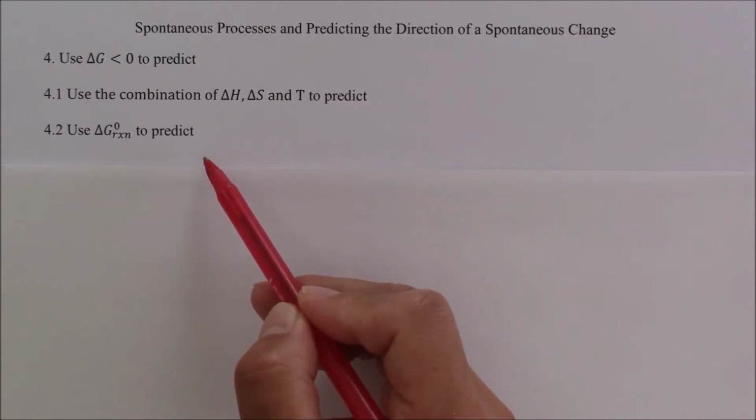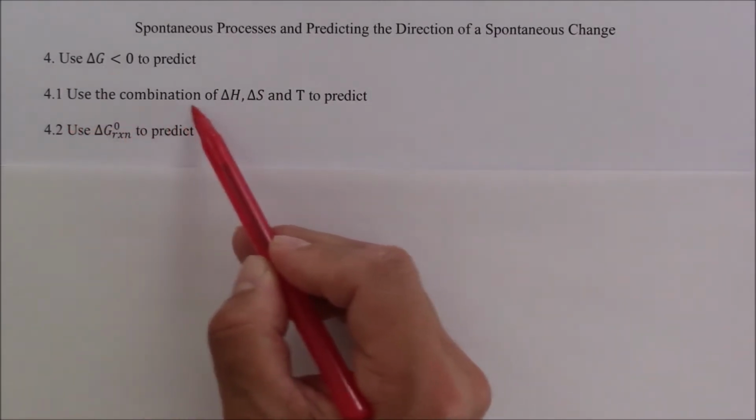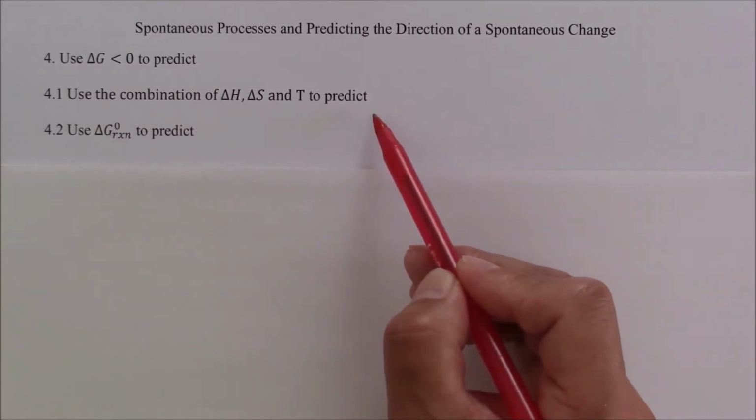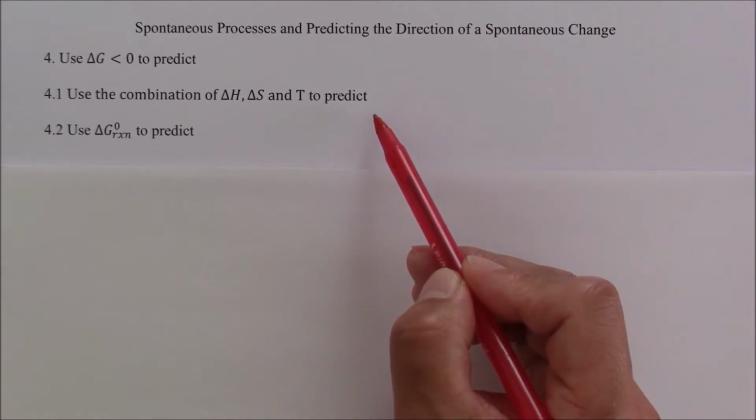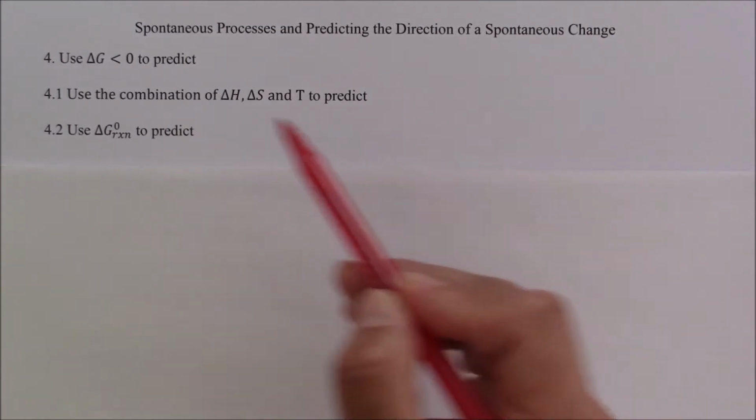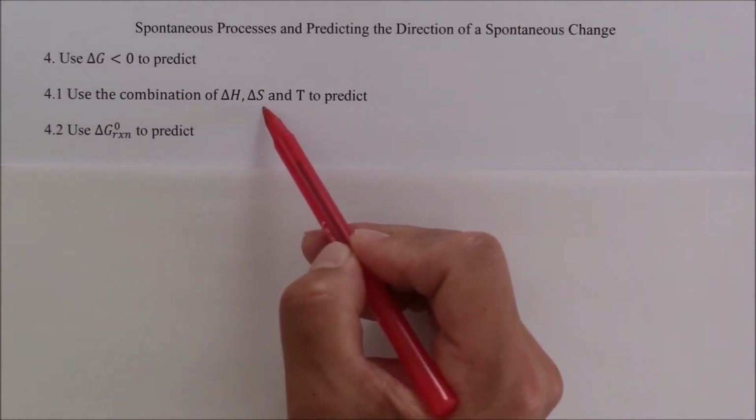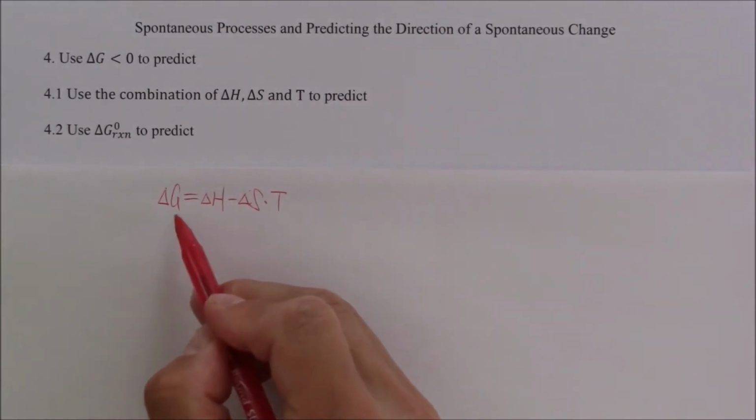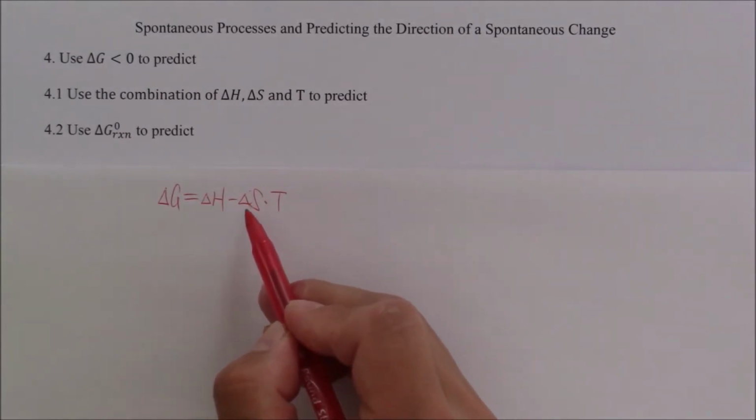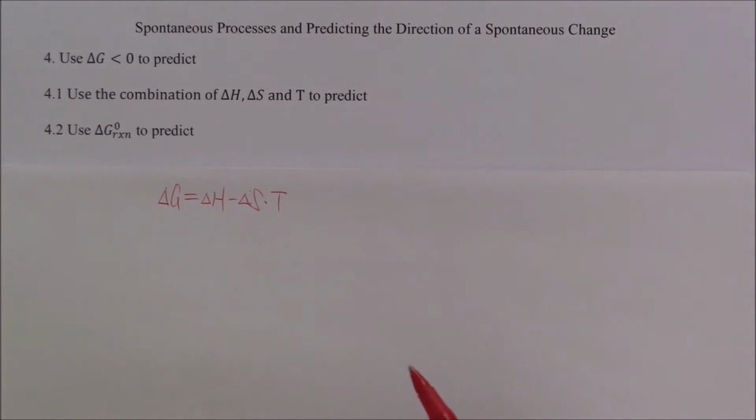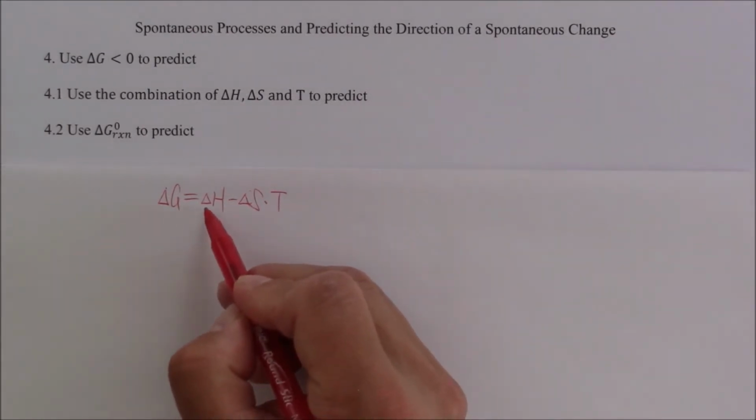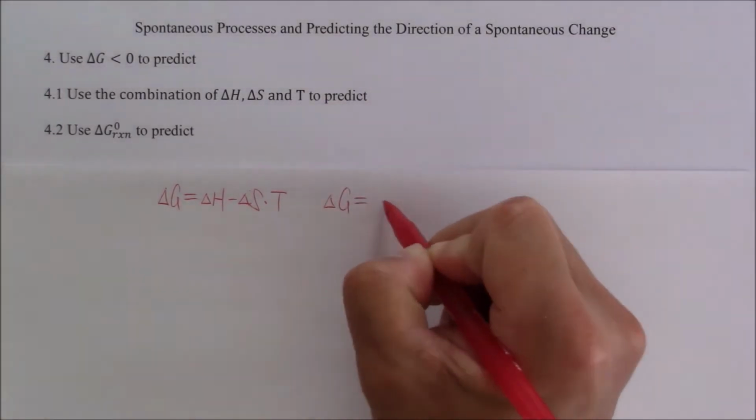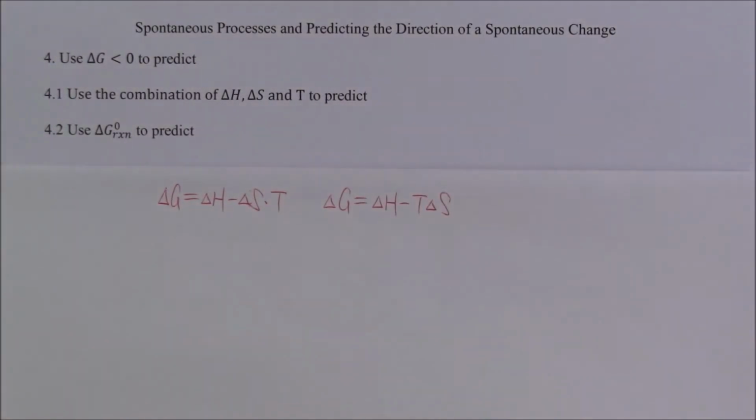Now let's look at the first way, using the combination of delta H, delta S, and temperature to predict the direction of a spontaneous change. Let's put down the relationship between delta G, delta H, delta S, and T. Delta G is equal to delta H minus delta S times T. You can also write delta G equal to delta H minus T times delta S. It's the same thing. This one is more common.